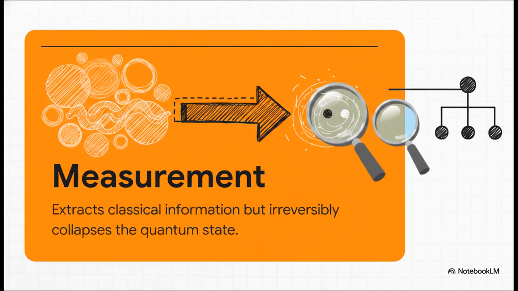But how do we actually score? How do we get an answer out of the machine? That brings us to rule 3, measurement.